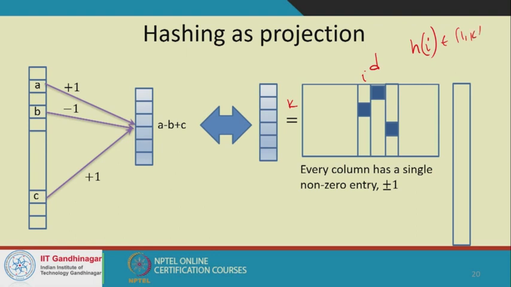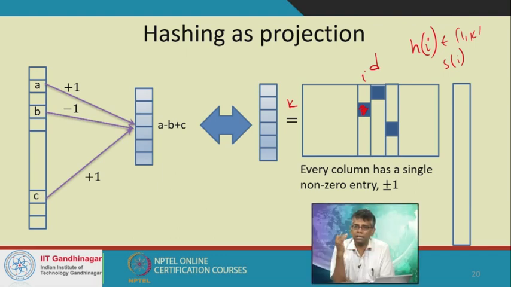So you go to that column, you go to that particular row, and then you see what s_i is. If s_i is plus 1, you put in plus 1 in that entry. If s_i is minus 1, you put in minus 1 in that entry. So basically, every column has a single non-zero entry. The position of the non-zero entry is defined by h(i), and what you put in that non-zero entry, plus 1 or minus 1, is defined by s(i).